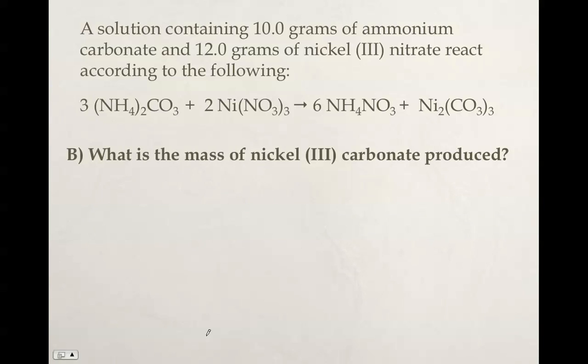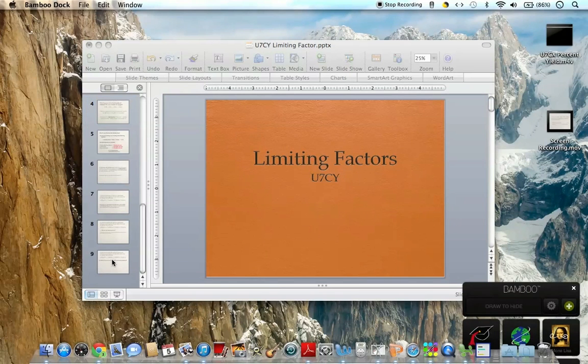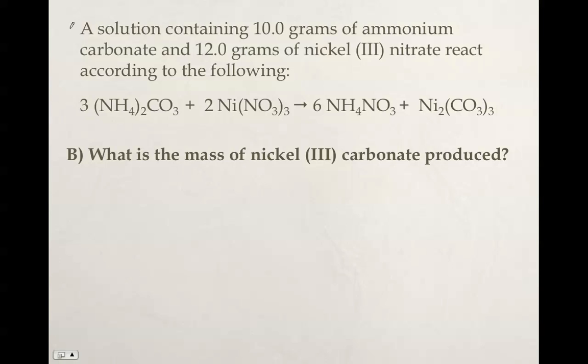So now that I know that's my limiting factor, I can go ahead and calculate the amount of nickel(III) carbonate that's produced. We're going to use our 12 grams of our nickel nitrate over 1. I'm then going to convert that to moles, so 244.7 grams of the nickel nitrate. Didn't give myself enough room there. And that's going to be equal to 1 mole of our nickel nitrate.